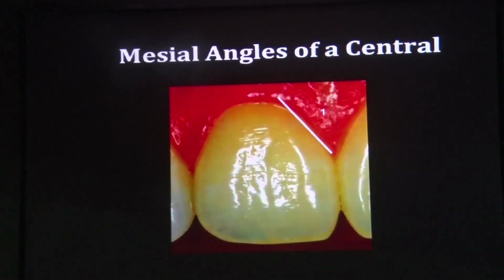Then let's look at angles. A central incisor will have 3 angles, and the most important angle is number 3. It's an exaggerated angle which you have to open out to give the impression. So when I do a diastema, I always take care of these 3 angles. So I place my composite in this way.